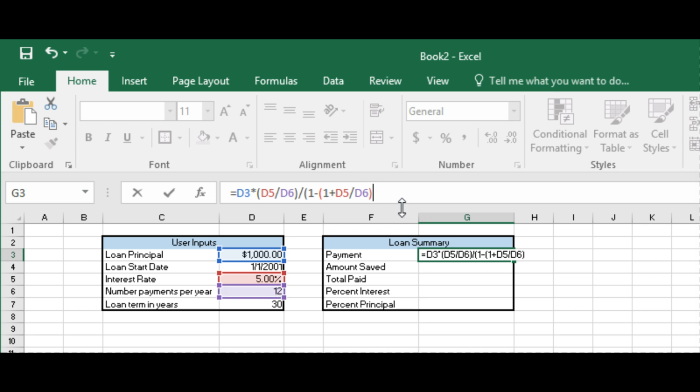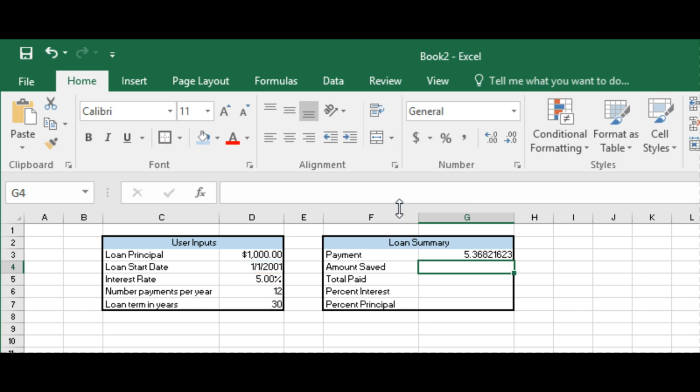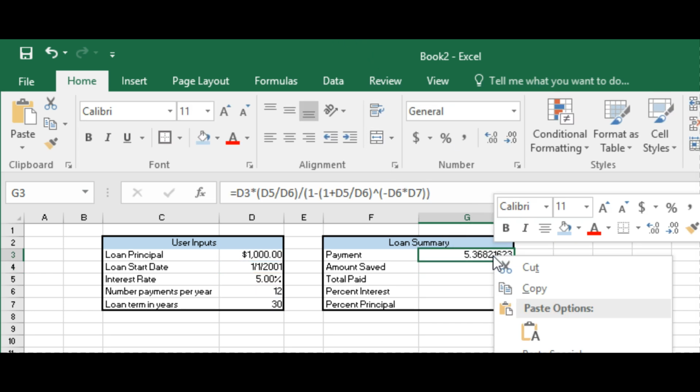And then recognize we want to take this 1 plus APR over N and raise it to a power. The power needs to be in parentheses, and that power is minus N times Y. And Y is the number of years. So that completes our exponent. We have this in parentheses. We need one more parenthesis to finish up our denominator. So that's what my equation looks like. Enter. All right, and then we get this number out.